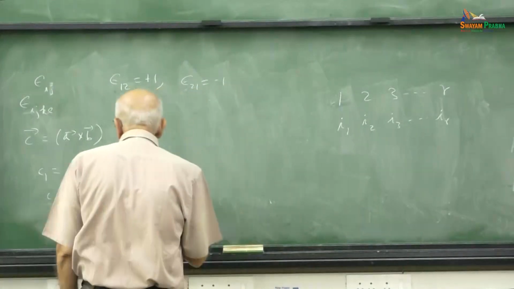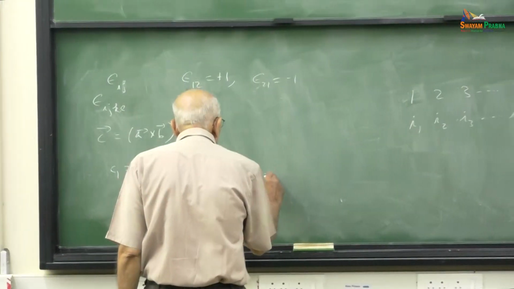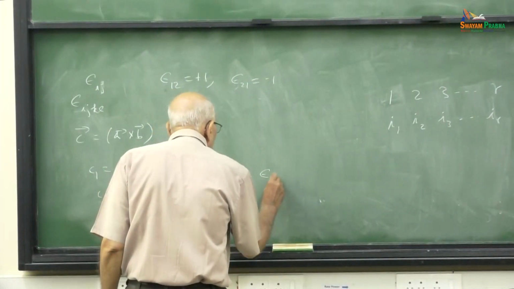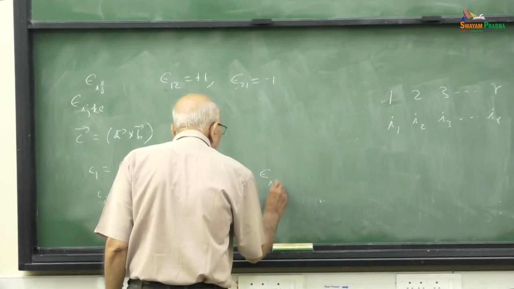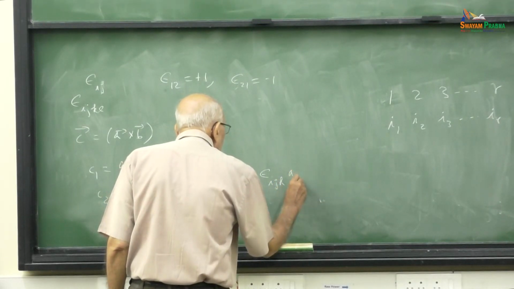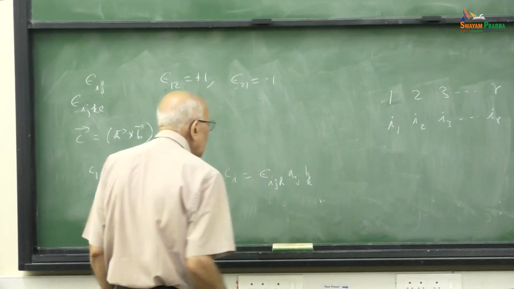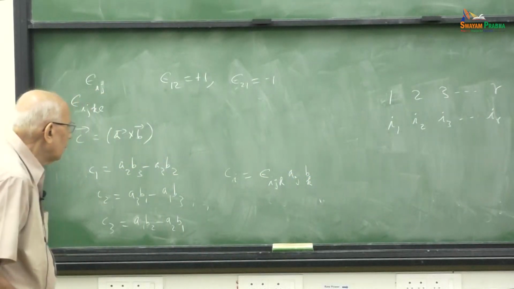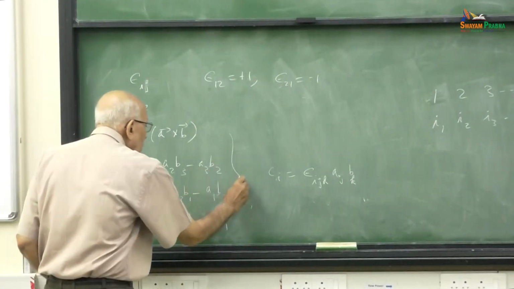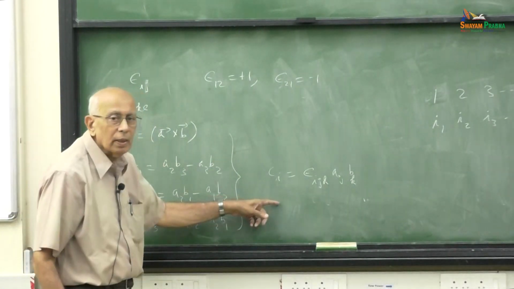I see immediately that Ci in this example is epsilon ijk aj bk. This whole cross product business can be written down in one line like that.